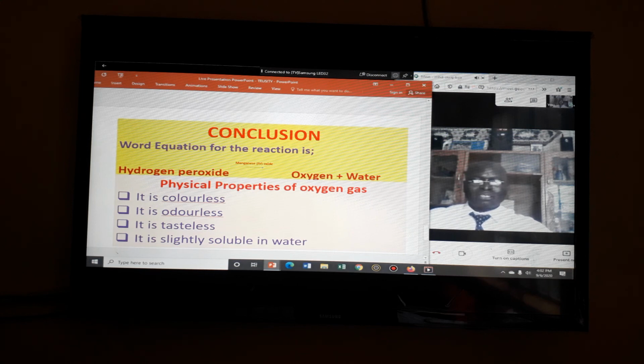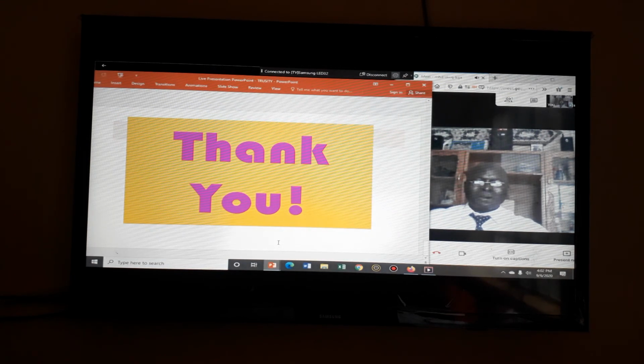Then when we go to the physical properties of oxygen gas, we were able to see that the gas was colorless, the gas was also odorless, and of course the gas is tasteless. And lastly, we see that the gas is slightly soluble in water, and that's why it was collected by a method that we refer to as the over water method. Now, that is how oxygen gas is prepared in the laboratory, and that concludes my lesson. Thank you very much.